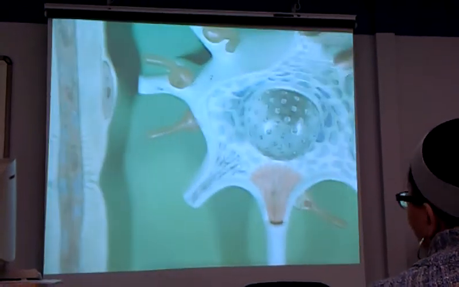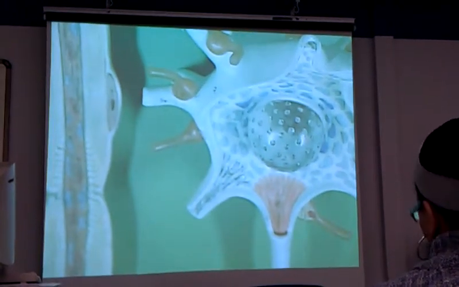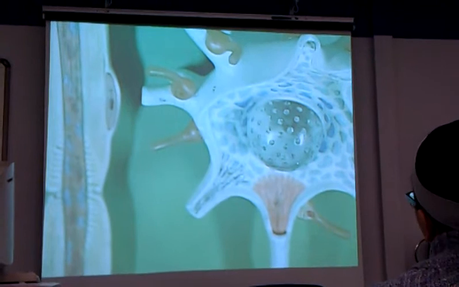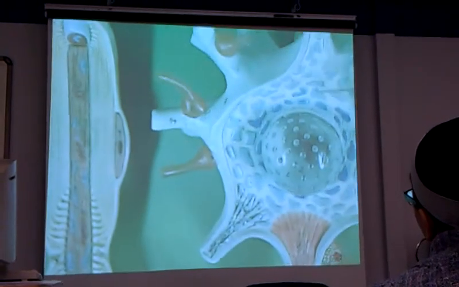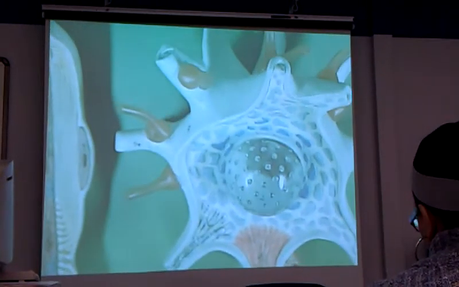Okay? Any of the blue that you see, those are Nissl bodies. So anything on this model that's blue has to be a Nissl body. There's nothing else on here that's blue.